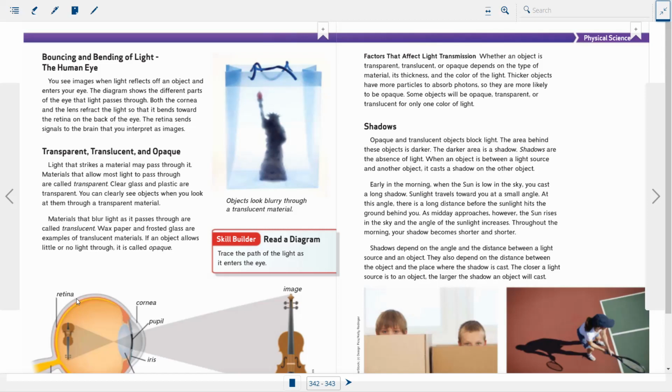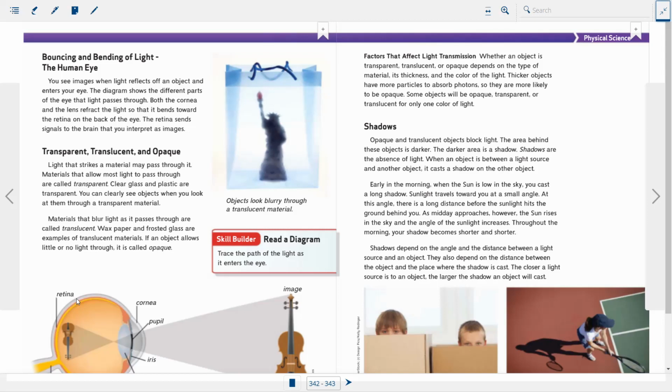Early in the morning, when the sun is low in the sky, you cast a long shadow. Sunlight travels towards you at a small angle. At this angle, there's a long distance before the sunlight hits the ground behind you. As midday approaches, however, the sun rises in the sky and the angle of the sunlight increases. Throughout the morning, your shadow becomes shorter and shorter.